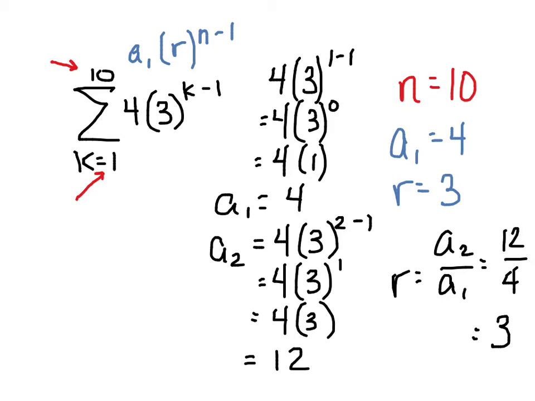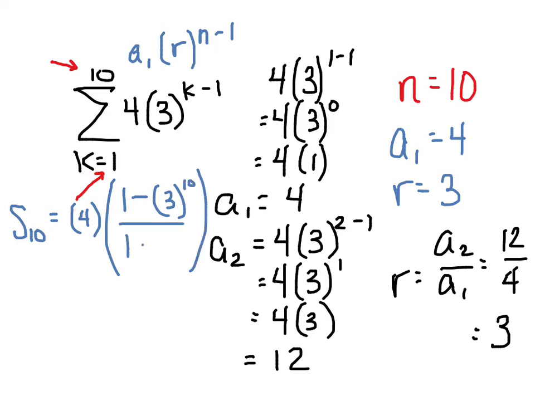So the first thing that we're going to do is sum the first 10 terms. And the reason why, again, we got 10 is because we're going from 1 to 10. So looking at the formula that I gave you on the previous slide, a1 is 4, 1 minus, and then the ratio is 3. And remember, we're doing 10 terms. 1 minus 3.